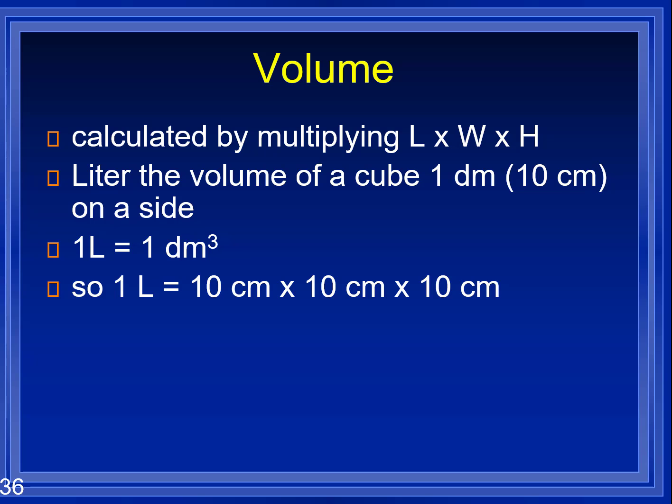10 times 10 times 10 is 1,000. 10 times 10 is 100, times 10 more is 1,000. And centimeters times centimeters times centimeters is centimeters cubed. So a liter is 1,000 centimeters cubed, 1,000 cubic centimeters. If I were to cut this block along those lines, I would get 1,000 little blocks. Each one would be a centimeter cubed.